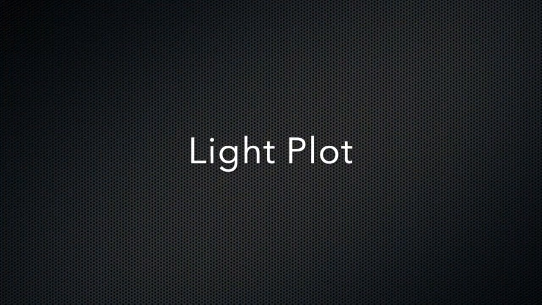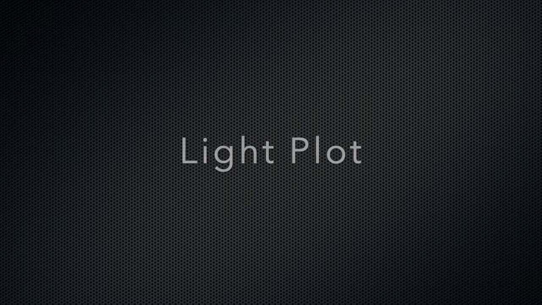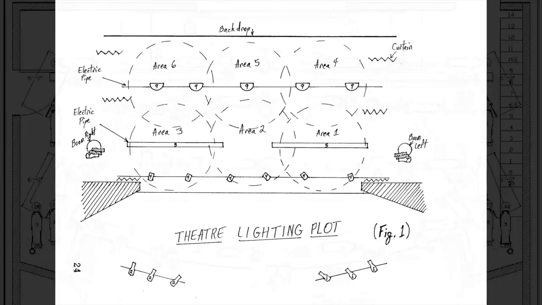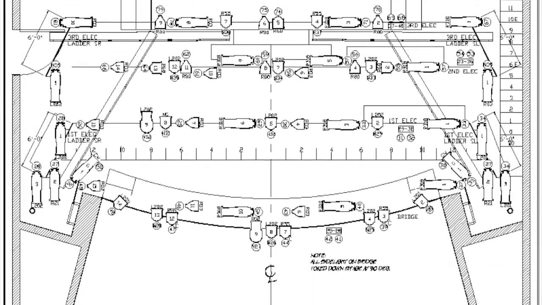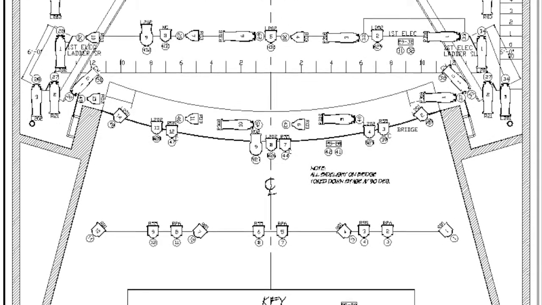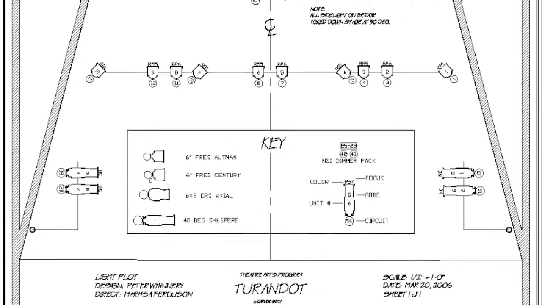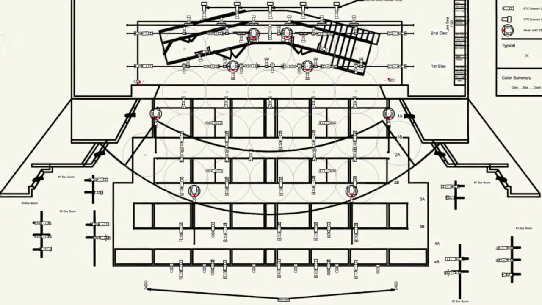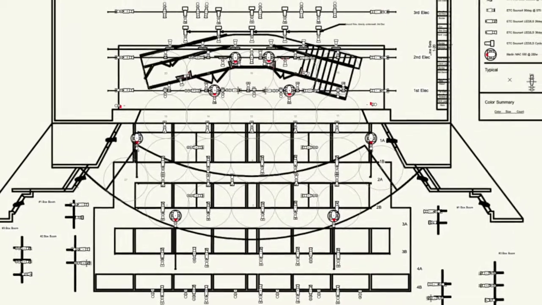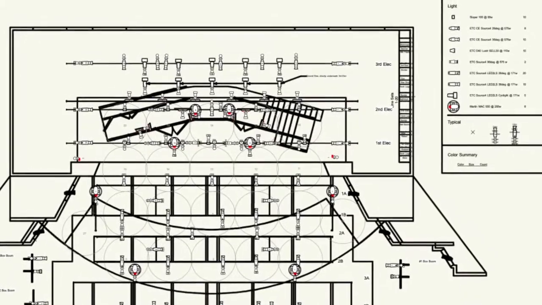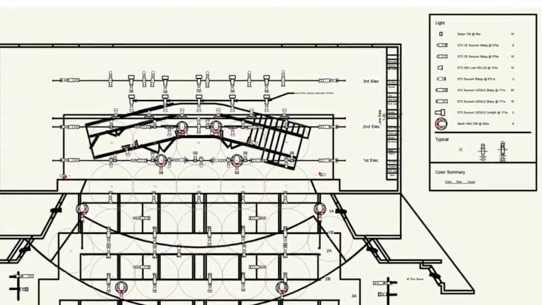Light plot. The light plot is a drawing indicating the placement of the lighting equipment in the theater. The primary purpose is to depict in scale the exact location of lighting instruments used in a particular production. It should show the location of the scenery in relationship to the physical structure of the theater. Information about instrument type, color, and control is indicated. A light plot also includes a legend describing each of the symbols used on the light plot as well as the title block that details the pertinent information about the production.